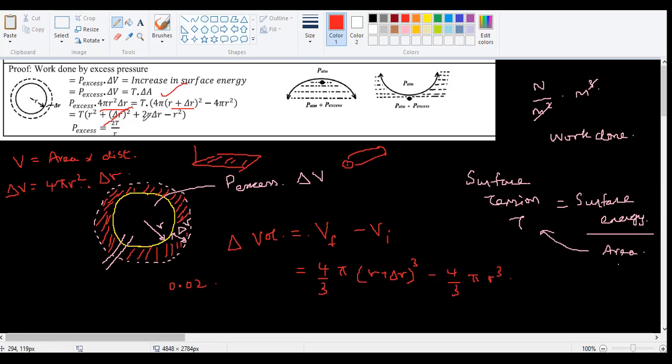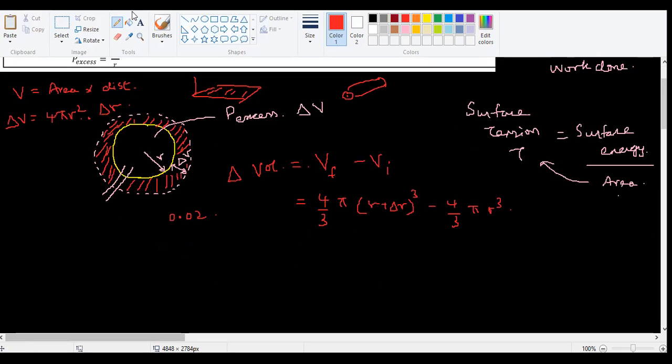I think we are cancelling this also. r squared cancels. Sorry, this one we are leaving. r squared and r squared will cancel, minus r squared is here. There is a delta r here, there is a delta r here. So these two things you have to do the math. Maybe we can write the last step and we can try this. So far, any doubts? Anybody?